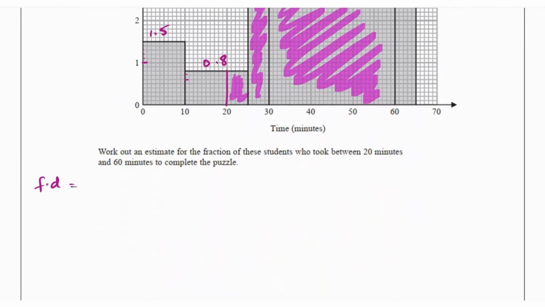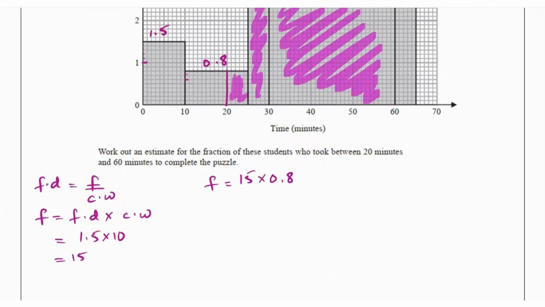Frequency density is frequency over class width. So frequency is going to be frequency density times the class width. For the first interval, that's going to be 1.5 times 10. So that's 15. Then for the second interval, it's going to be from 10 to 25. So that's 15 times 0.8, which equals 12.